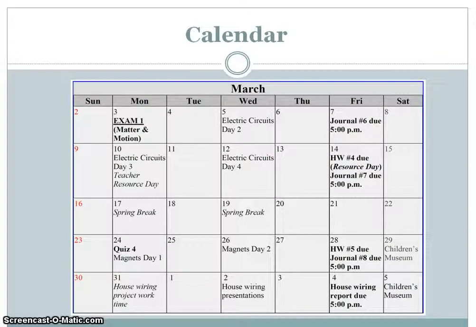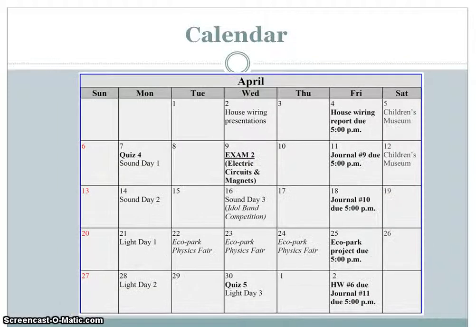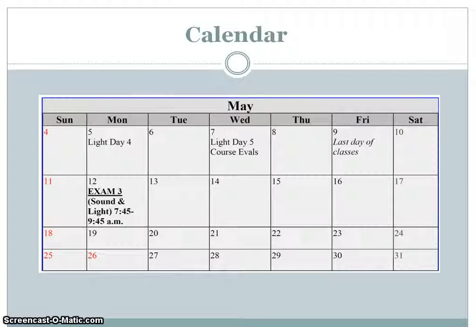So you can see that as we get into March and April, things are going to ramp up a little bit. We have our house wiring presentations happening early in April. That's also corresponding with the dates that we were able to secure with the Children's Museum. And we have this Eco Park Physics Fair happening on the 22nd, 23rd, and 24th. So just be aware of that and prepare for that. It's going to be pretty busy getting into April. All right, and the third exam is not cumulative but takes place during the final exam time.